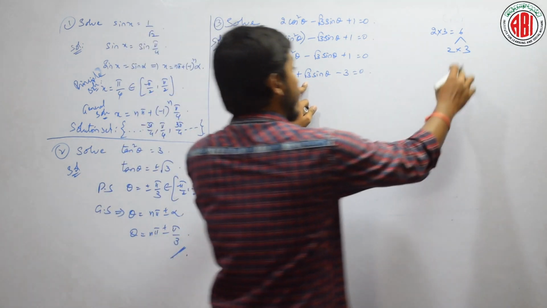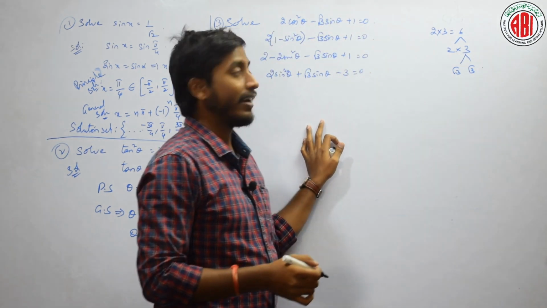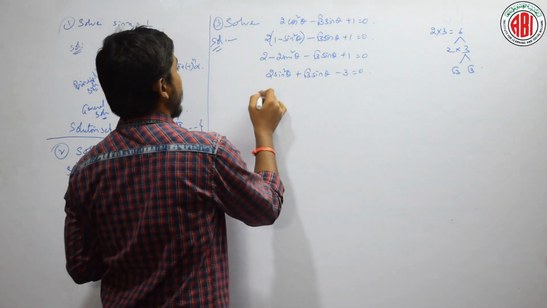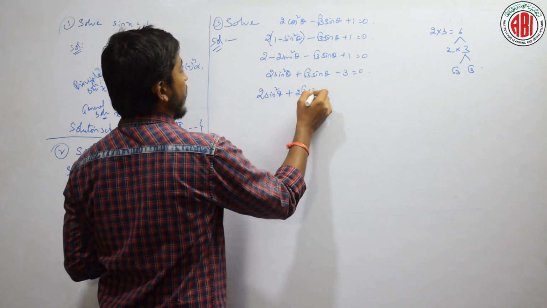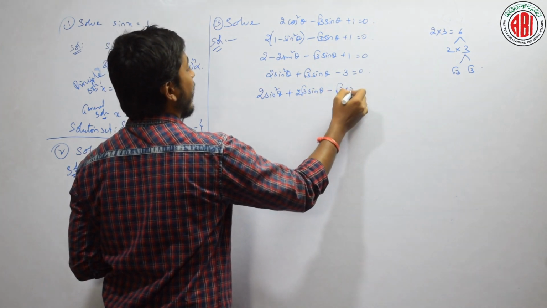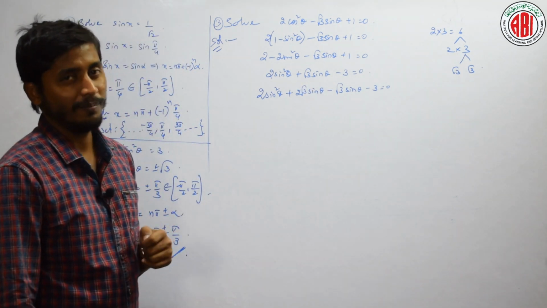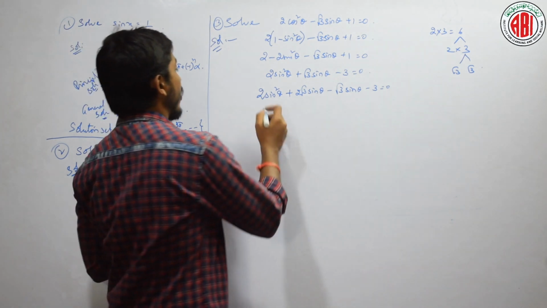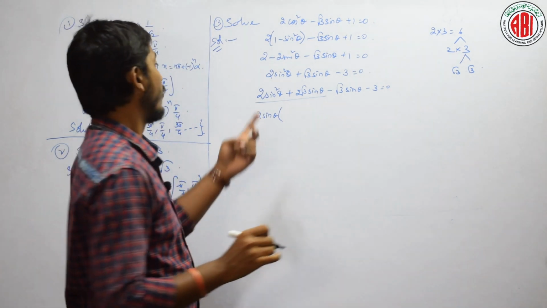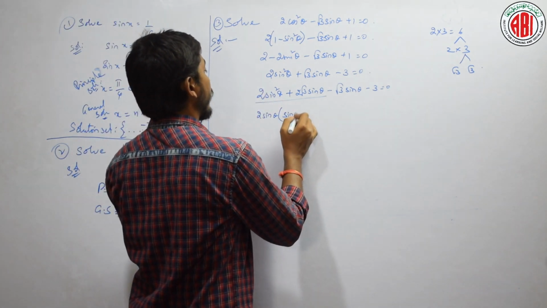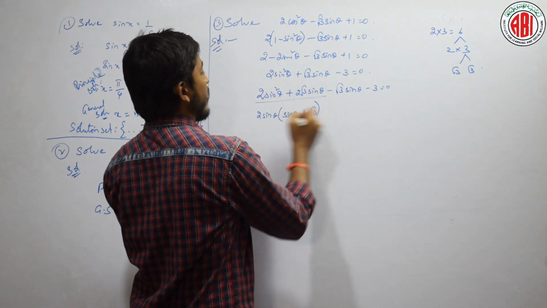Can I write this 3 as root 3 into root 3? Yes, we can write. Therefore, root 3 can be written as 2 sin square theta plus 2 root 3 sin theta minus root 3 sin theta. This is one of the most important steps which you have to remember. Now see, what can we take common from these two terms? 2 sin theta I can take common, right? What is left here? Sin theta plus root 3, where 2 is gone, sin theta is gone, root 3 is left.